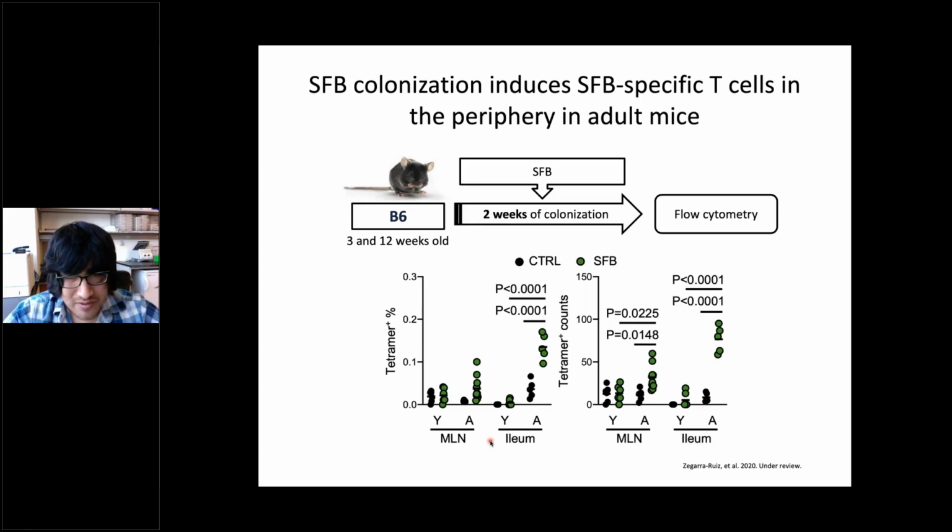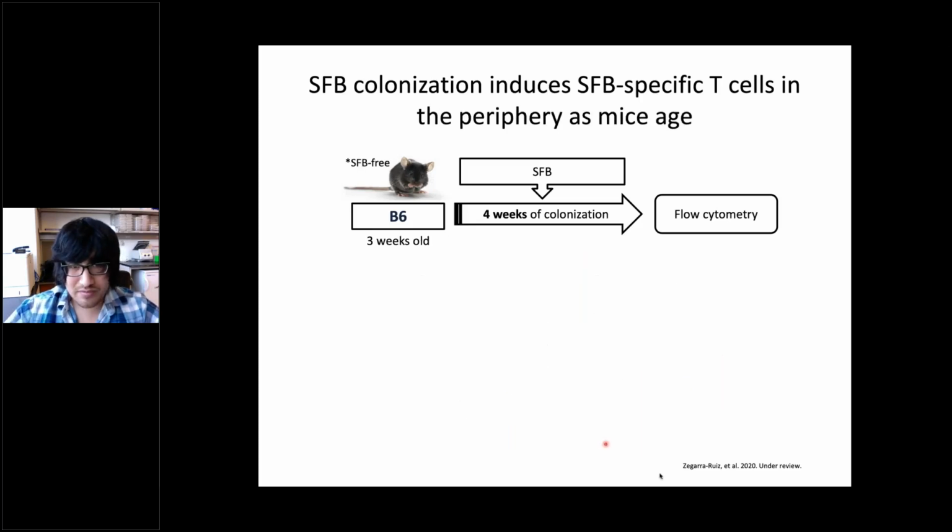So then the question is, okay, now we are colonizing these young mice at weaning with SFB, and we see SFB specific T cells in the thymus 2 weeks after colonization. Are we ever gonna see them in the periphery? And for this, we colonized our B6 mice at weaning with SFB again. However, instead of waiting 2 weeks, we waited for 4 weeks after colonization. And then we assessed for SFB-specific T cells in the periphery.